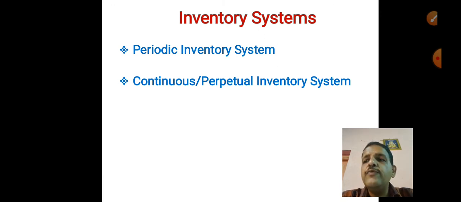Now friends, when we say continuous or perpetual system, what are its advantages? It is not essential to stop production activities for the purpose of stock taking. Costly stock taking is avoided. Any discrepancies are noted easily. Bin card and stock ledger give ready information. Corrective action can be taken.